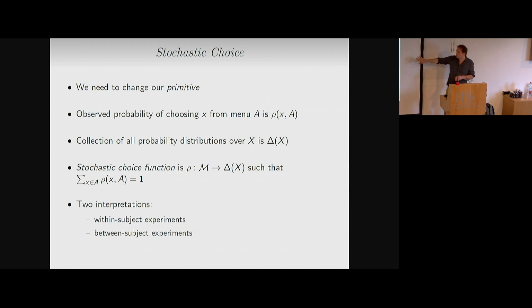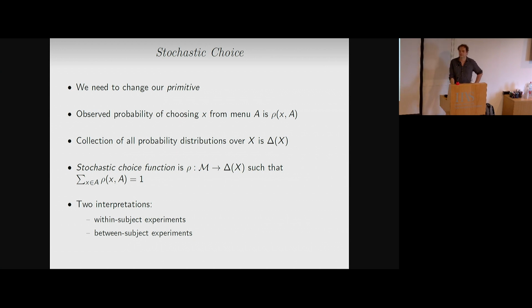There are two interpretations of this object in the literature. One is that this is a single agent that I tortured infinitely many times in my lab. But this could also be a between-subject experiment where I'm comparing different groups of people, and this is the fraction of subjects that chose X. The theory is actually the same for both interpretations. Yeah. In the second interpretation, does one have to assume the subjects are super homogeneous, because you might have very different subjects in different groups? We don't. You'll see that on the next slide.